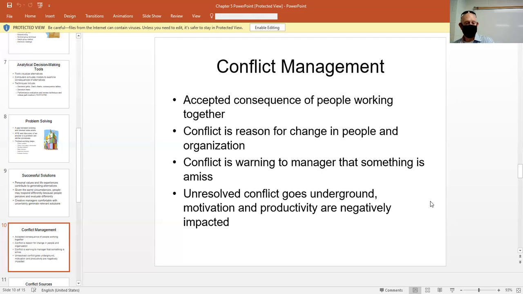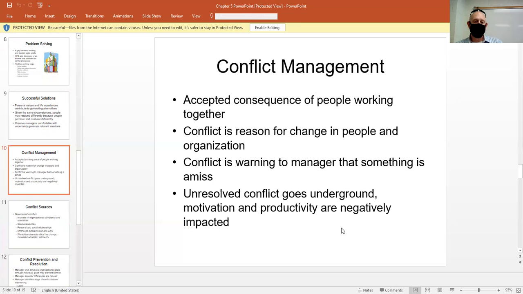Motivation is negatively impacted. Productivity is negatively impacted. You see declines in both of those. And when you see a decline in motivation, you're going to see a decline in results. When you see a decline in productivity, who's going to get in trouble? The manager, probably. Because what's going to say productivity is down because your people are quarreling and they have this conflict, they've lost their motivation.